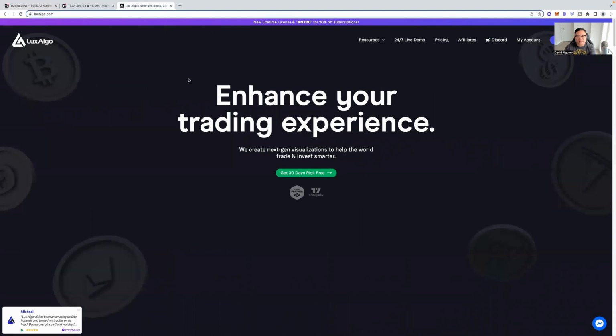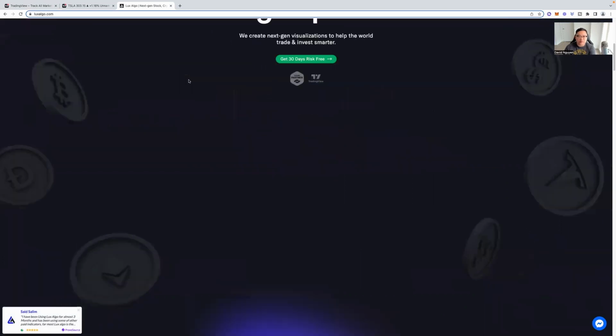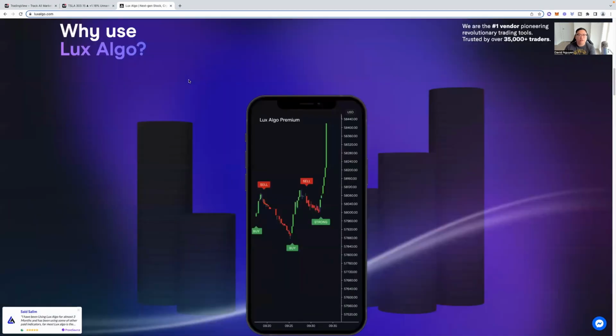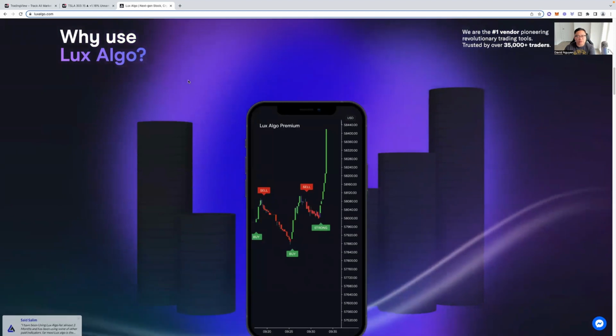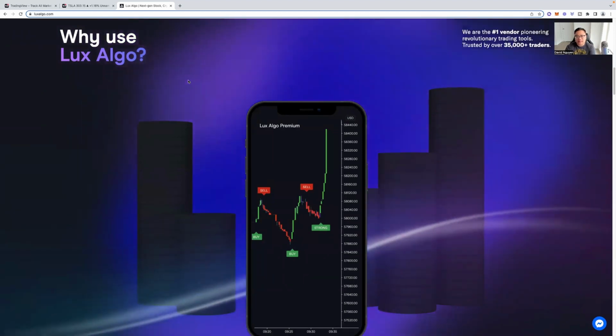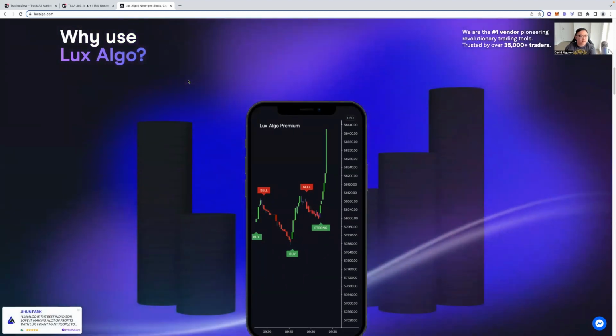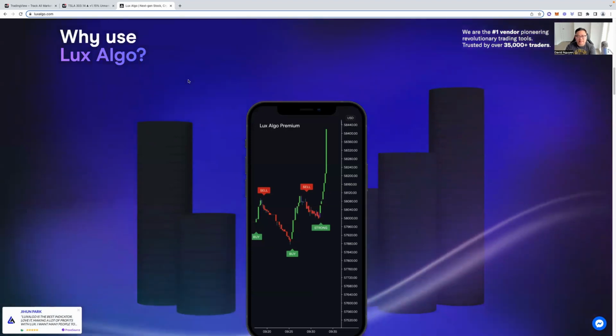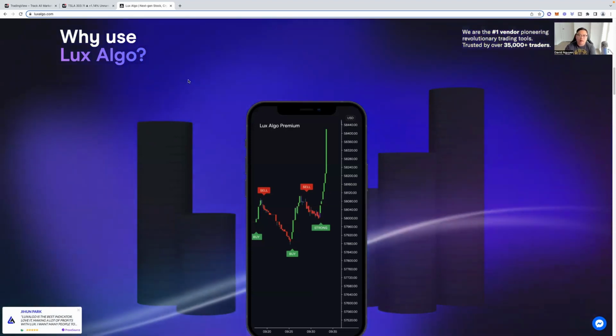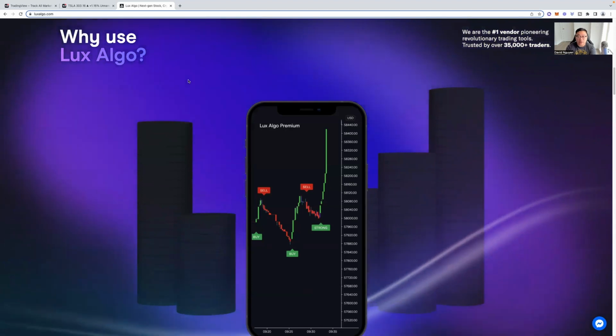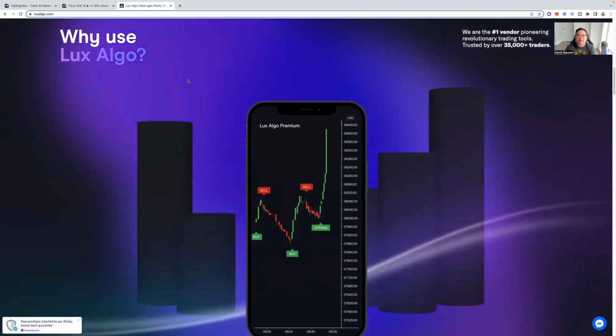All right, guys. So this is Lux Algo. Now, the website has been updated, which is nice. Essentially, it's a way to enhance your trading experience. You integrate this into a chart called TradingView. If you guys don't know what TradingView is, I will show you what it is and how to get it. It is free. But Lux Algo is a trading algorithm you can add to your indicators on your TradingView, and it gives you buy and sell signals.